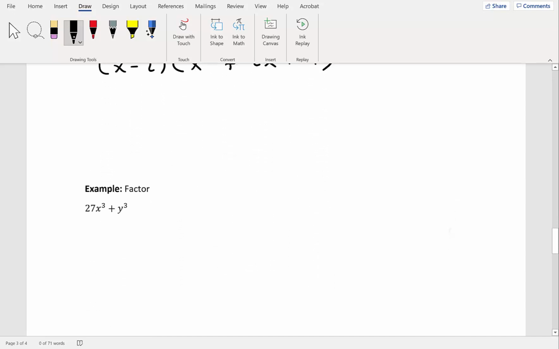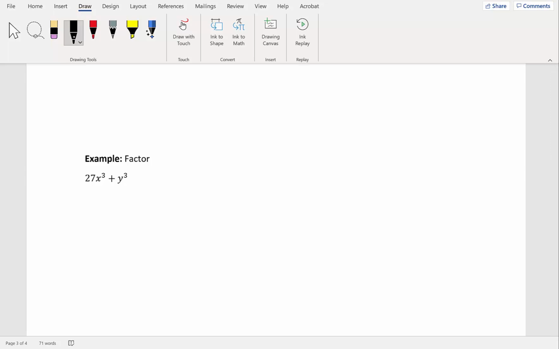Let's take a look at another one. We want to factor 27x cubed plus y cubed. So if you take a look at this, we could rewrite this as a term raised to the third power plus another term raised to the third power. So this is a sum of 2 cubes. This 27x to the third, I can rewrite as 3x raised to the third power. Plus y to the third, I can rewrite as y to the third power.